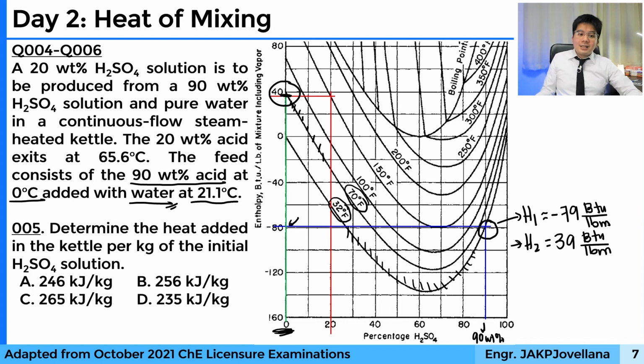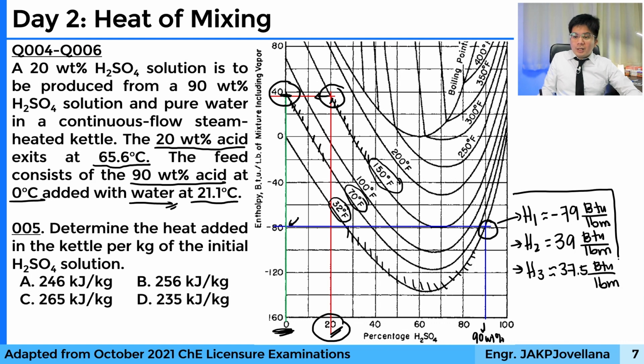And lastly, for our exiting stream, it is a 28% acid, which is here, and it exits at 65 degrees Celsius, or in degrees Fahrenheit, it is 150 degrees Fahrenheit. So we read from this curve at 28% sulfuric acid and read from the y-axis. So this is slightly below the value before. So this is H3, approximately around 37.5 BTU per pound mass. Substituting these values to our energy balance, we can now obtain the amount of heat added in the kettle per kilogram of the initial sulfuric acid solution.